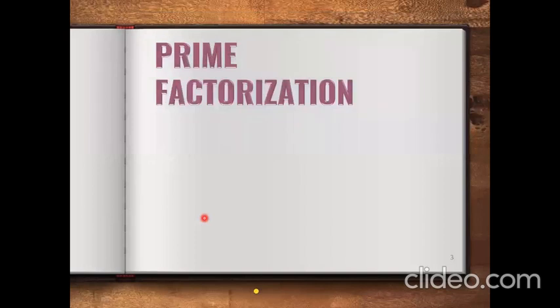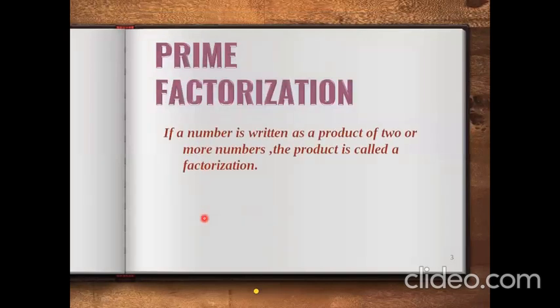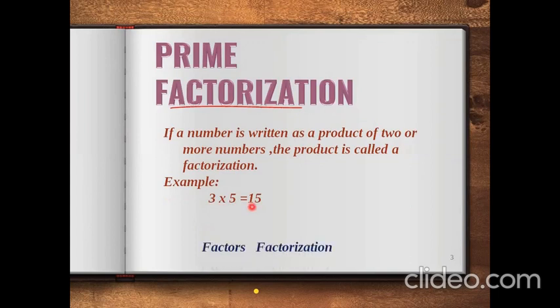What does prime factorization mean? First of all, you should know what factorization means. If you have a number that is written as a product of two or more numbers, it is called a factorization. Let's take an example here. You have 3 multiplied by 5, it equals 15. In this one, 3 and 5 are factors, and 15 is basically your factorization. So anything that is written in this form is called factorization.